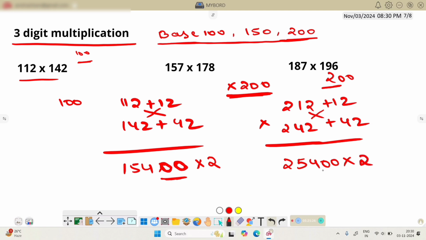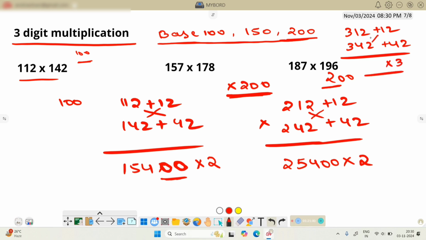And if the numbers are 312 and 342, then what will you do? You just simply multiply with 3. First you crossly add these numbers, and you will get 354. You keep two zeros here and multiply with 3. That's it. That is the only difference if you're taking 200 base or 300 base or 400 base, whatever it is. The remaining concept is all the same.